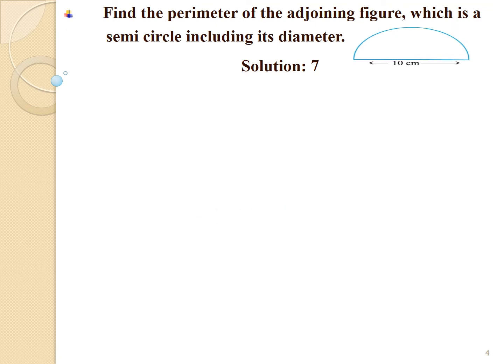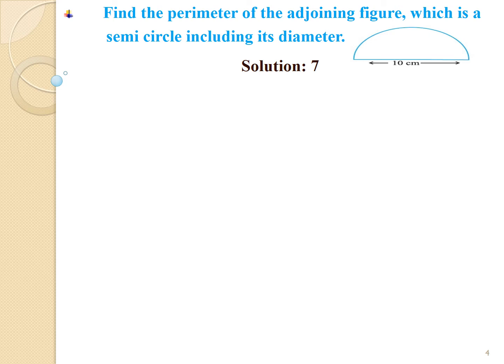Now, question number 7. Find the perimeter of the adjoining figure, which is a semicircle, including its diameter. Students, in this question, diameter of semicircle is given to us, which is 10 centimeters, and we have to find the perimeter of given figure, including its diameter.